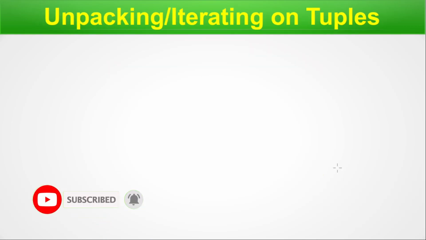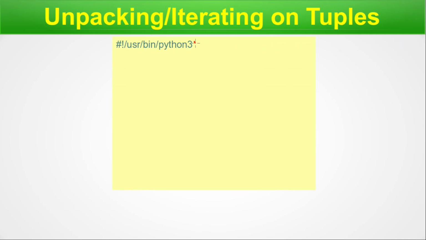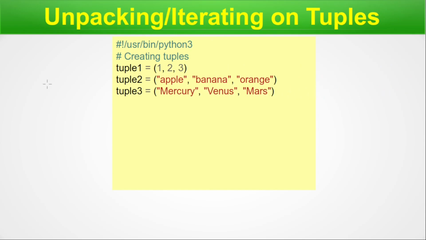Unpacking or iterating on tuples. Here goes our code. The first line of the code is nothing but the interpreter. The next we are talking about creating of tuples. First tuple 1, next tuple 2, third one is tuple 3. These are very same from the previous example. So these 3 tuples. Now here we print the length of the tuple 3, that is len tuple 3.